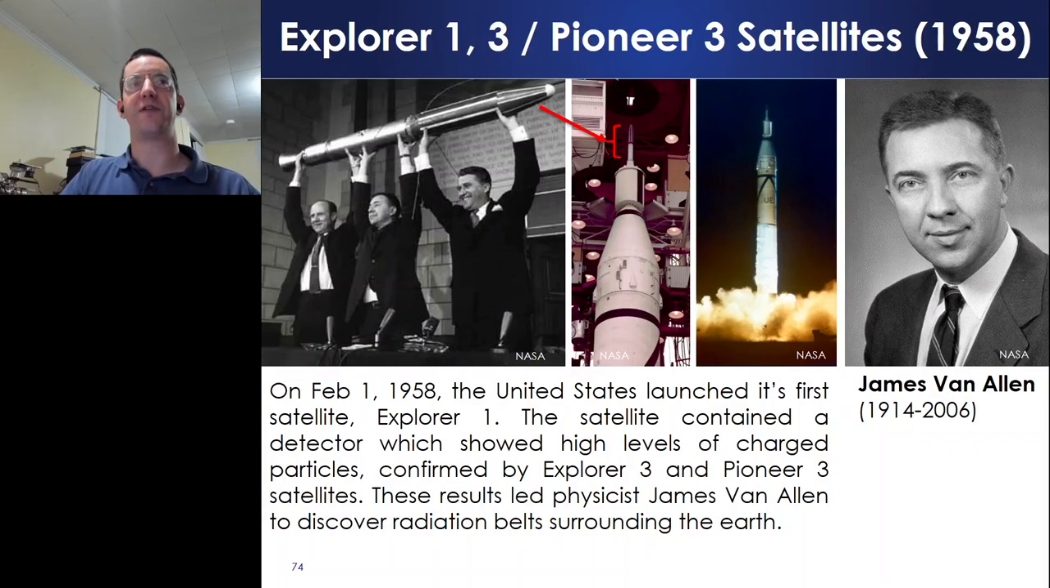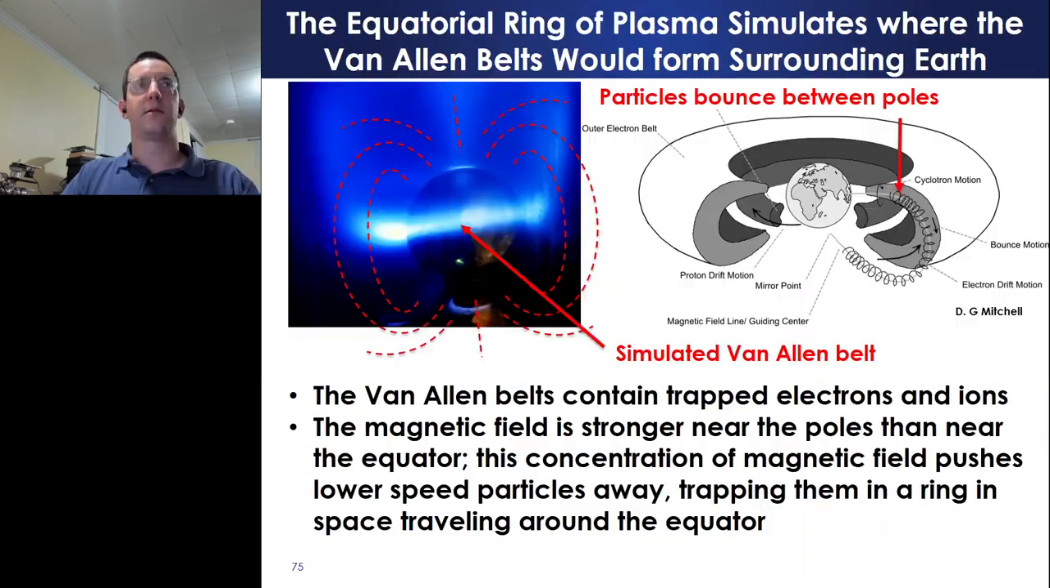During the late 1950s, the United States launched its first satellite, Explorer 1. The satellite contained a detector which showed high levels of charged particles, confirmed by later satellites Explorer 3 and Pioneer 3. These results led physicist James Van Allen to discover radiation belts surrounding the Earth, which are now named after him. The equatorial rings of plasma simulate where the Van Allen belts would form surrounding the Earth. The Van Allen belts contain trapped electrons and ions.